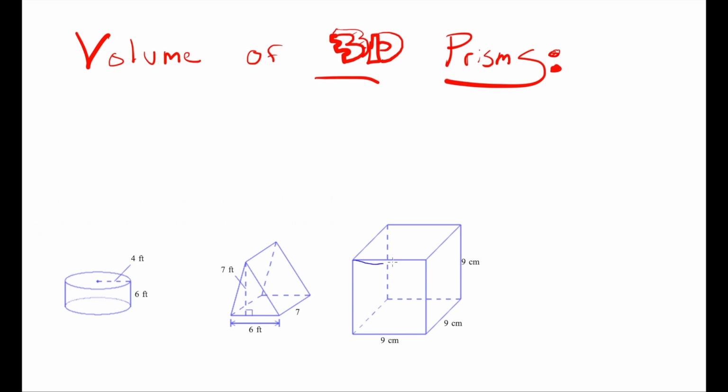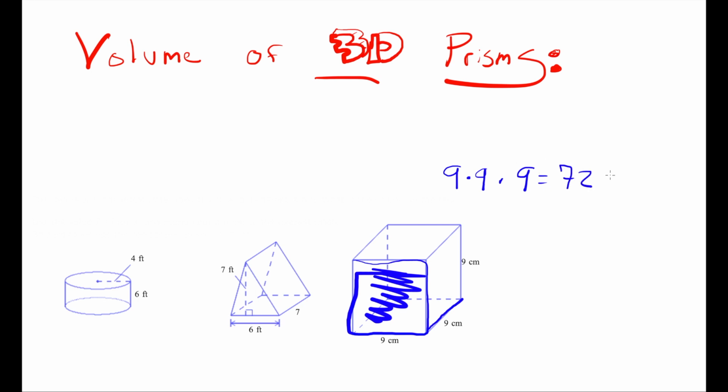First, we're going to find the area of the end shape, which happens to be a square. We find the area of a square by taking the length, which is 9, times the width, which is 9. And then we're going to multiply that by the other dimension, which is 9. So the volume is 9 times 9 times 9, which happens to be 729 cubic centimeters. We put the little 3 up here because it's volume.